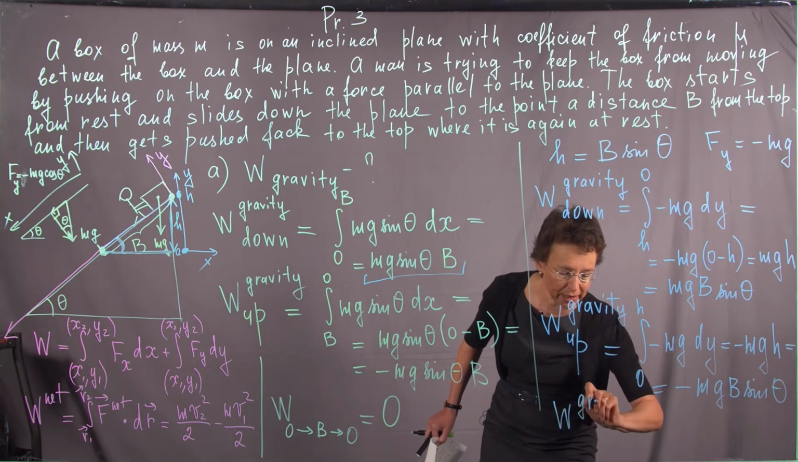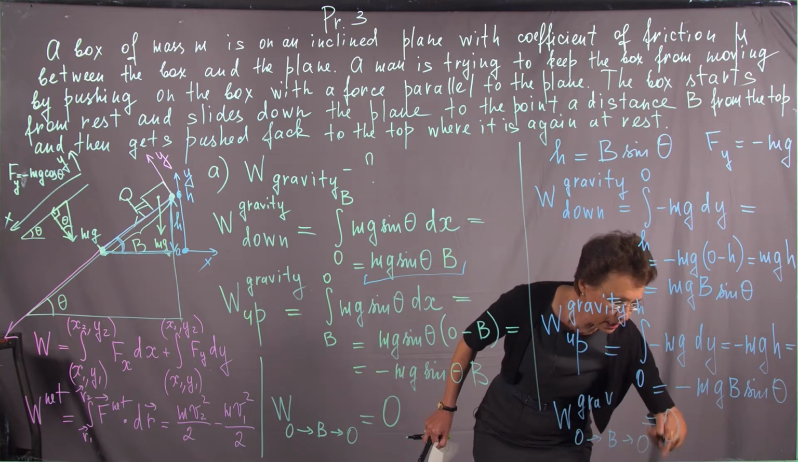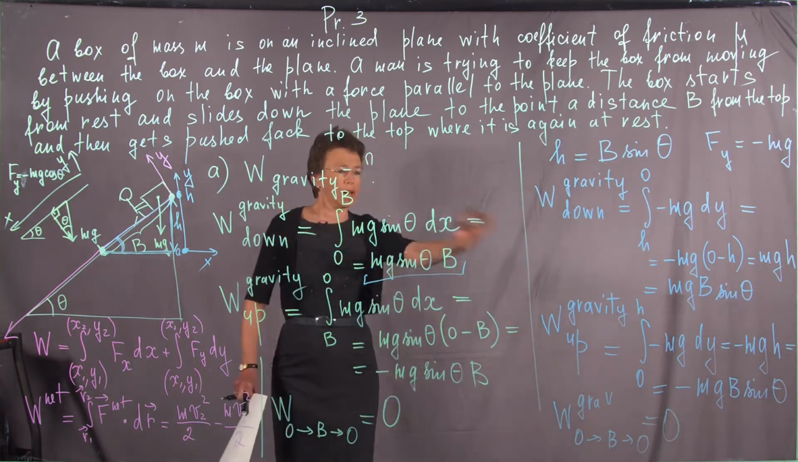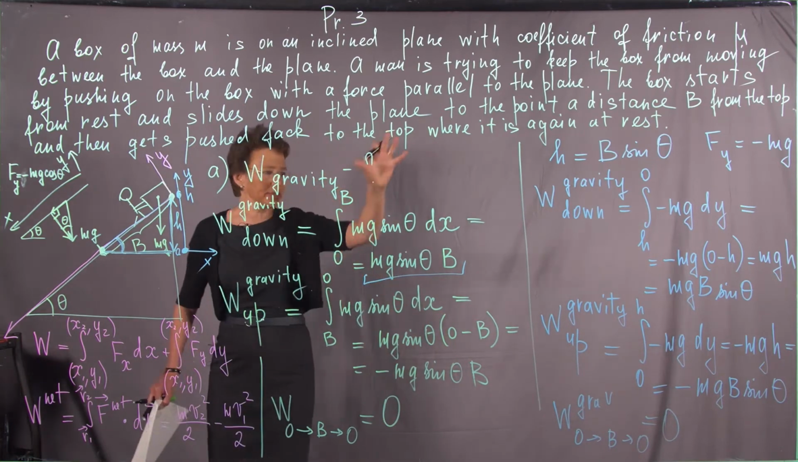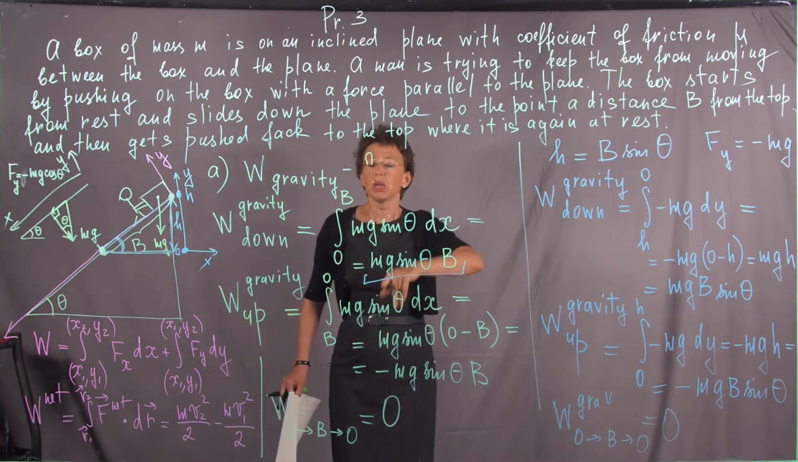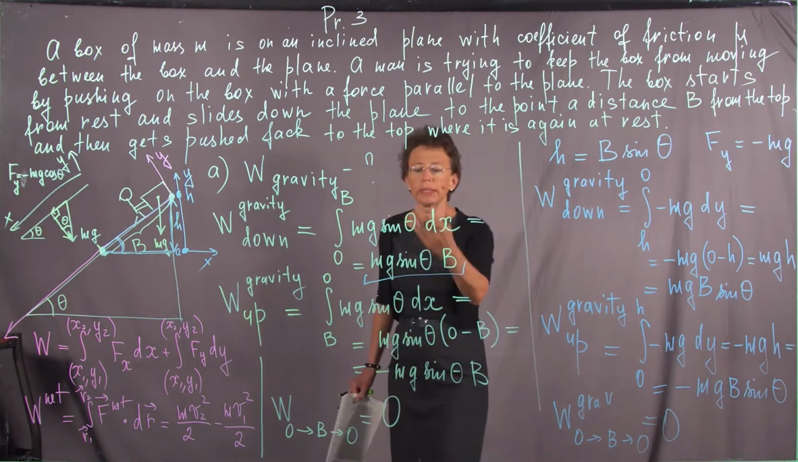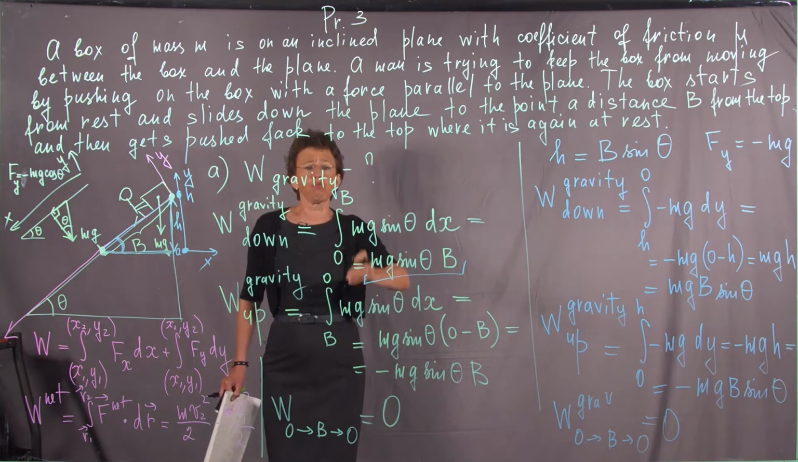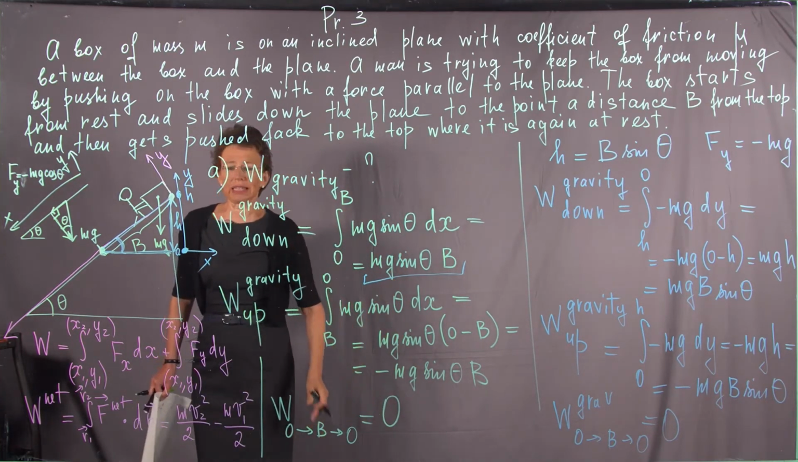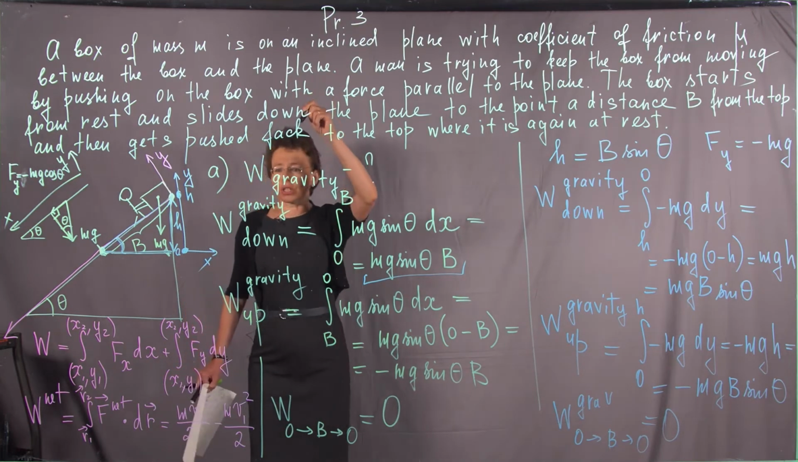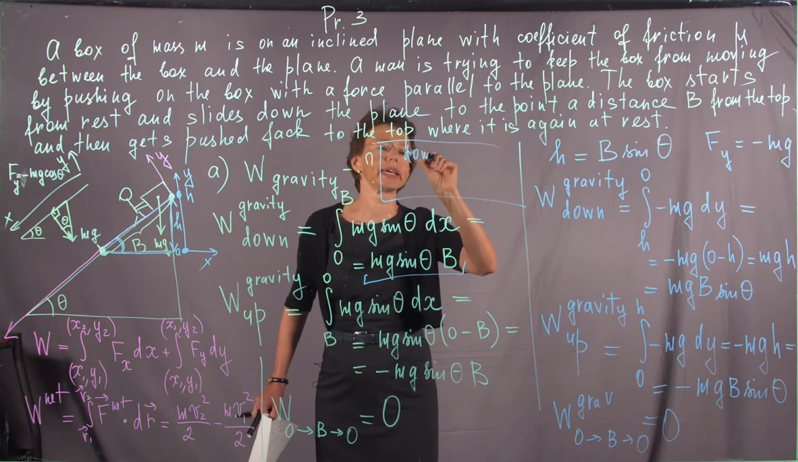Work done by gravity for the round trip 0, b, 0, of course, is 0. Can we understand it immediately without even taking this integral? So I wrote these integrals because with time, we will work with forces that will depend on x and y, and we will need this integral. But for the force of gravity, that is a constant force, can we write the answer immediately? Let's think about it.